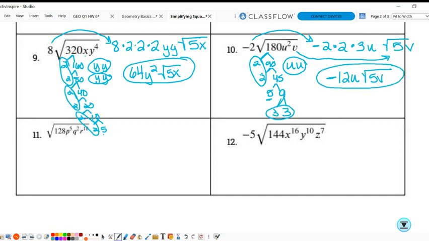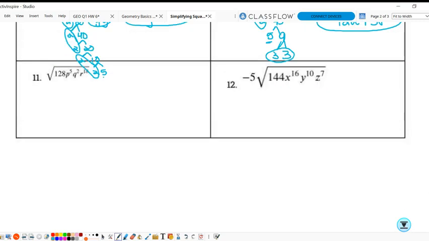You might want to pause the video and try the next few examples on your own. You need to erase this work right there so we can work on the next example.